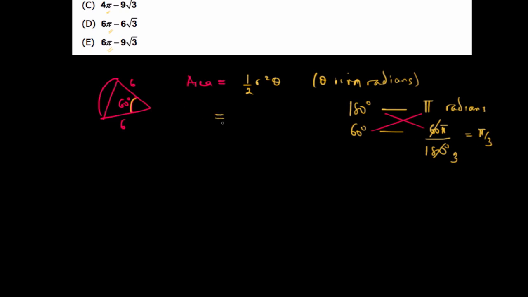So to find the area, this is just going to be half times r squared. That's the radius of the circle, which is 6 squared, then times theta, in radians. That is pi all over 3.